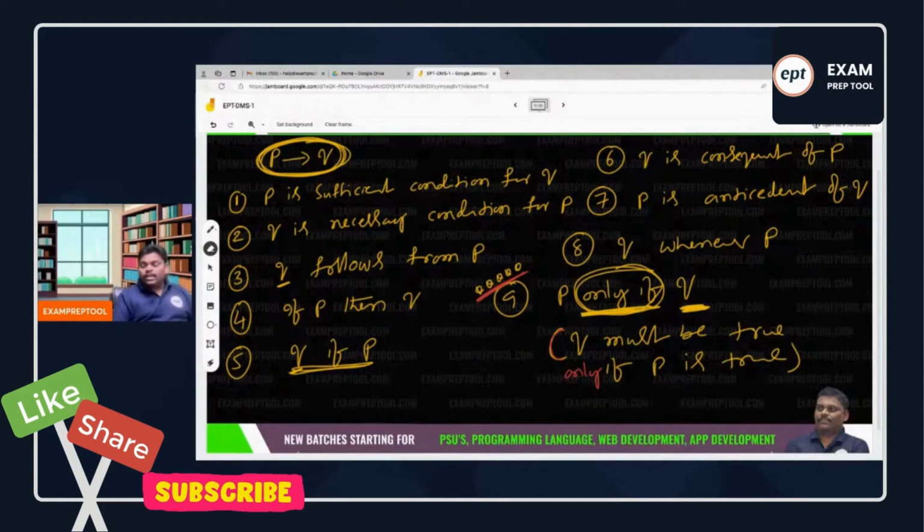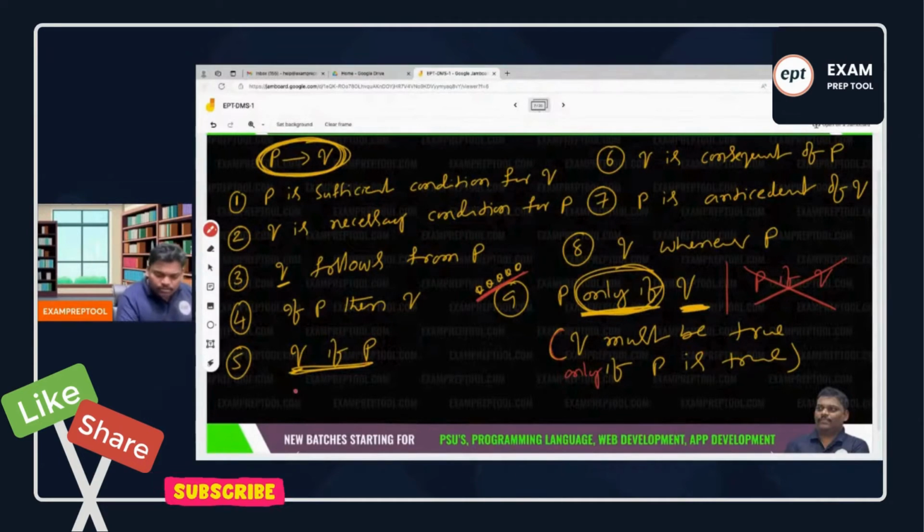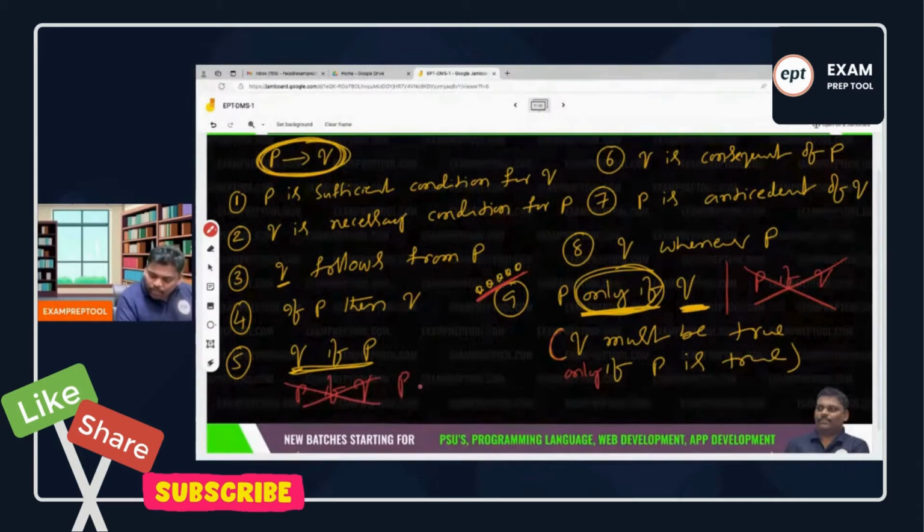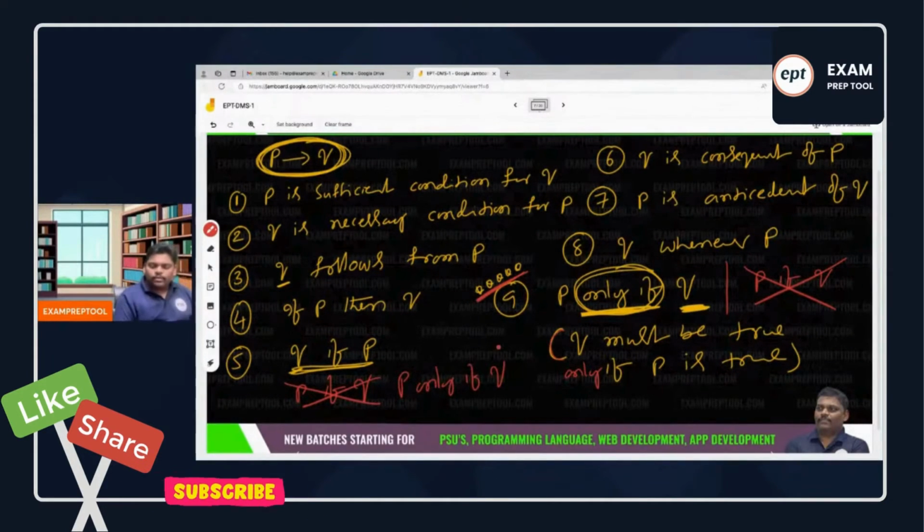If "only if" is not there, you cannot write. See, you cannot write like this: P if Q. So P implies Q means Q is the answer if P. You cannot write the reverse, P if Q. But you can write P only if Q. These two are the same.